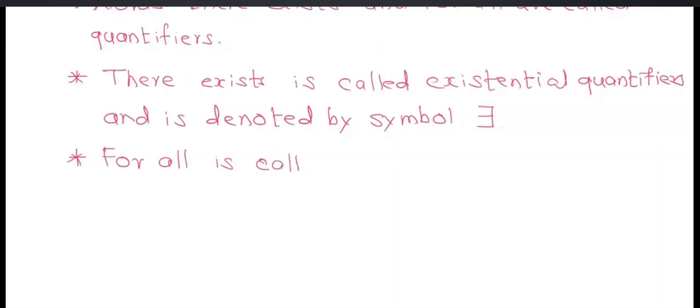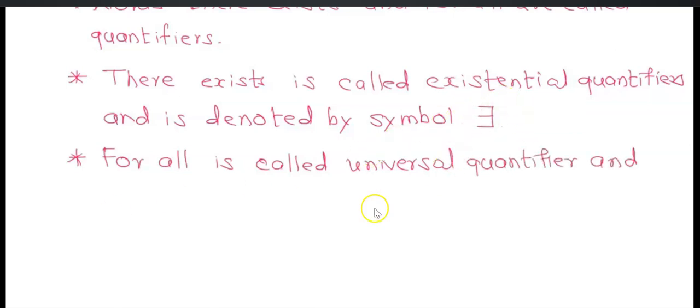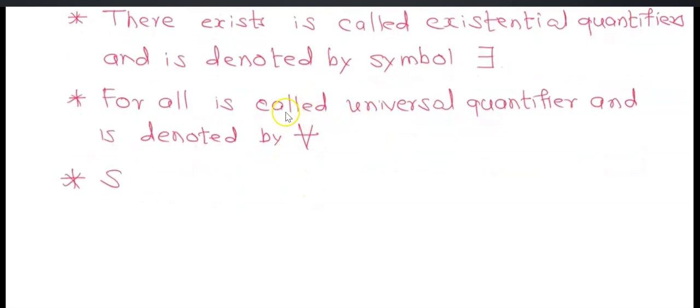When you learn mathematics after 12th standard, that is FY BSc, SY BSc and TY BSc, we use this type of symbol, that is, there exists. This is the symbol for there exists. For all is called the universal quantifier and is denoted by this symbol. This is the symbol for all.